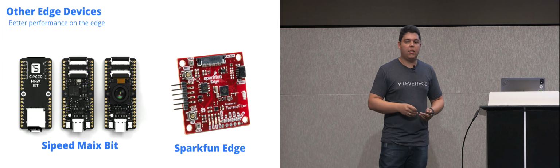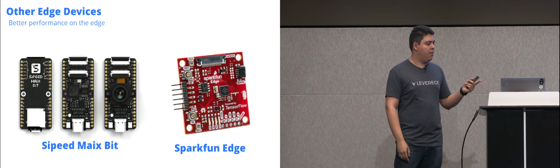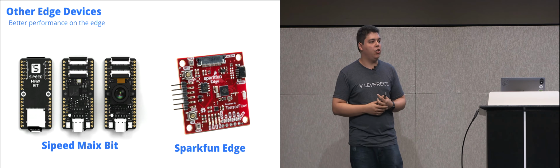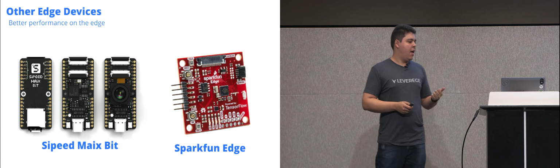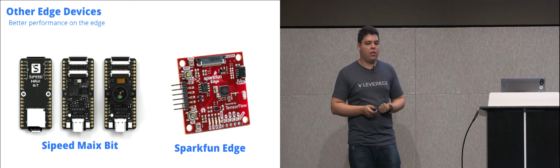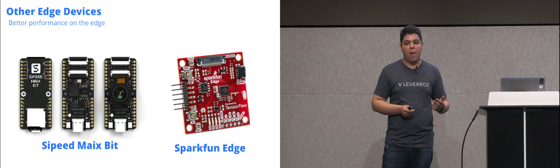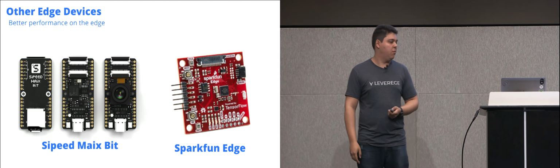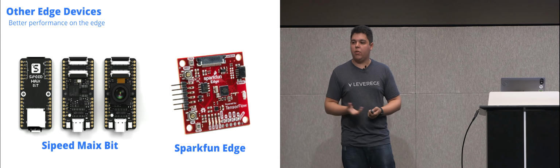There are also other devices available on the market, like the Sipeed MaixBit. They use a KPU, which is a neural processing unit that also has support for TensorFlow models. And SparkFun launched a new board this year. It's called SparkFun Edge, which has support for TensorFlow Micro, a version of TensorFlow for microcontrollers. So it's really nice. They have an example of processing audio in real time using those boards.